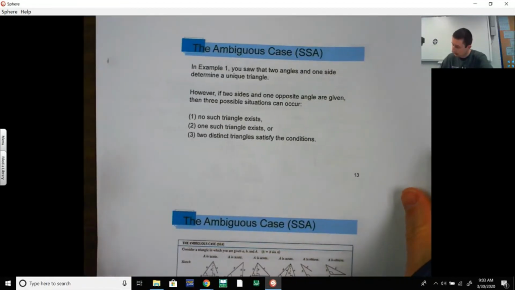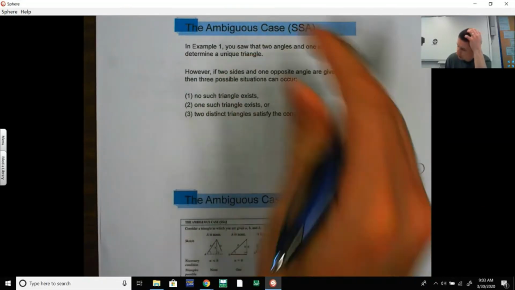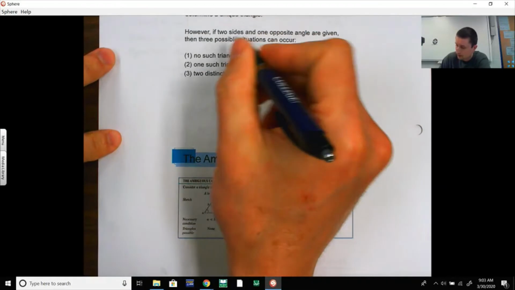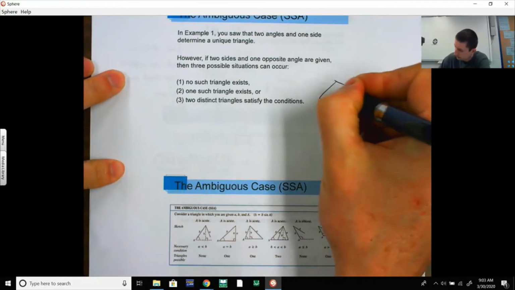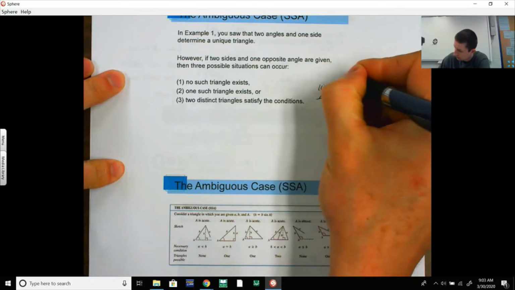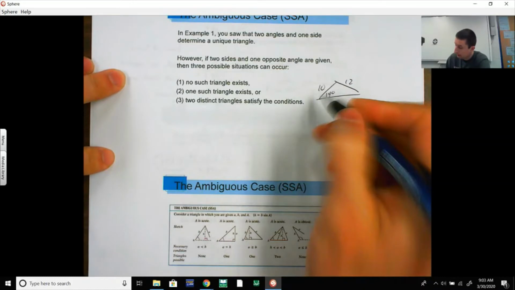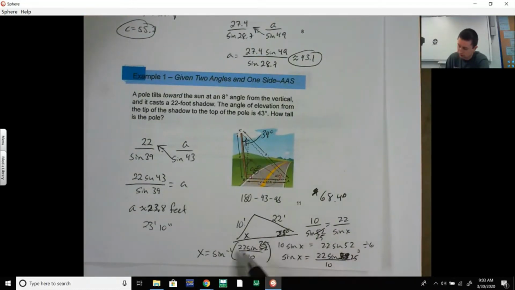So the ambiguous case, SSA: you saw 2 angles and one side determine a unique triangle. However, if 2 sides and one opposite angle are given, then 3 possible situations can occur. So this is like if you have 10, 12, and 14 degrees. So side-side angle, guess what I had just drawn over here? Side-side angle. So that's kind of where I ran into issue there.